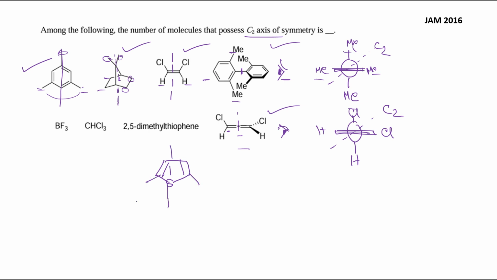We will have a C2. For CHCl3, now there is no C2. You have C3, but C2 is not present here. Okay, so this is not possible.